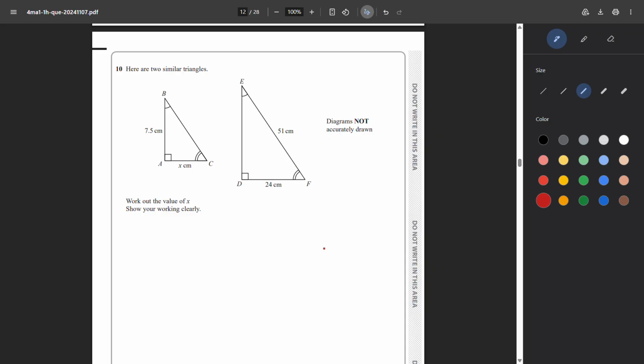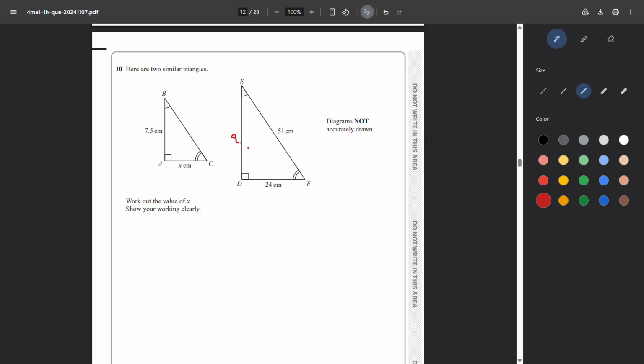Question number 10. They have given two similar triangles, right? And we have to find the value of x. To solve this question, we have to find the scale factor initially. Before finding the scale factor, I am initially finding this value.